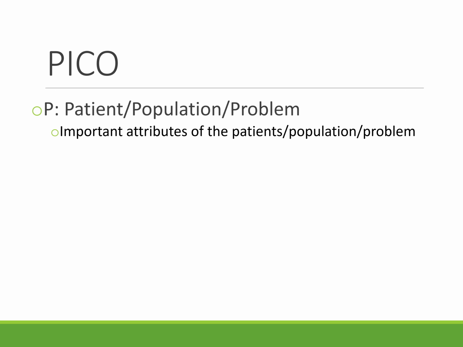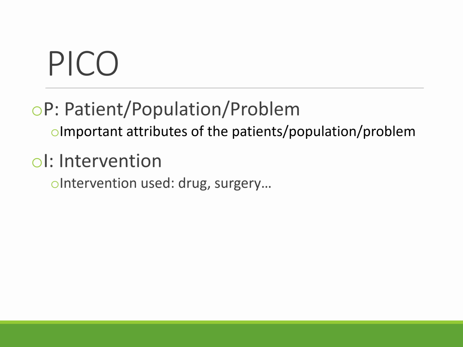So PICO is an acronym. So the P stands for patient, population, or problem. So this is important attributes of the patient's population or problem, which could include age or health condition. I is for intervention, what intervention might be used or is being used, such as a particular drug or surgery.